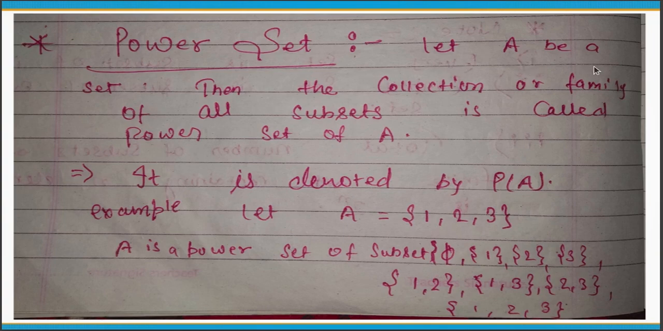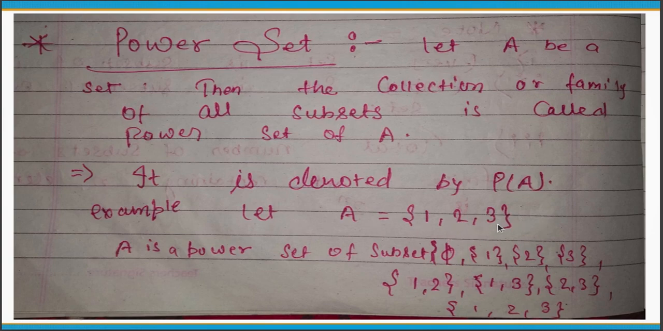Now, power set. Another type of set: let A be a set. Then the collection or family of all subsets is called the power set. This means that if you have a set A, then the collection of all subsets of set A is called the power set of A. It is denoted by P(A).